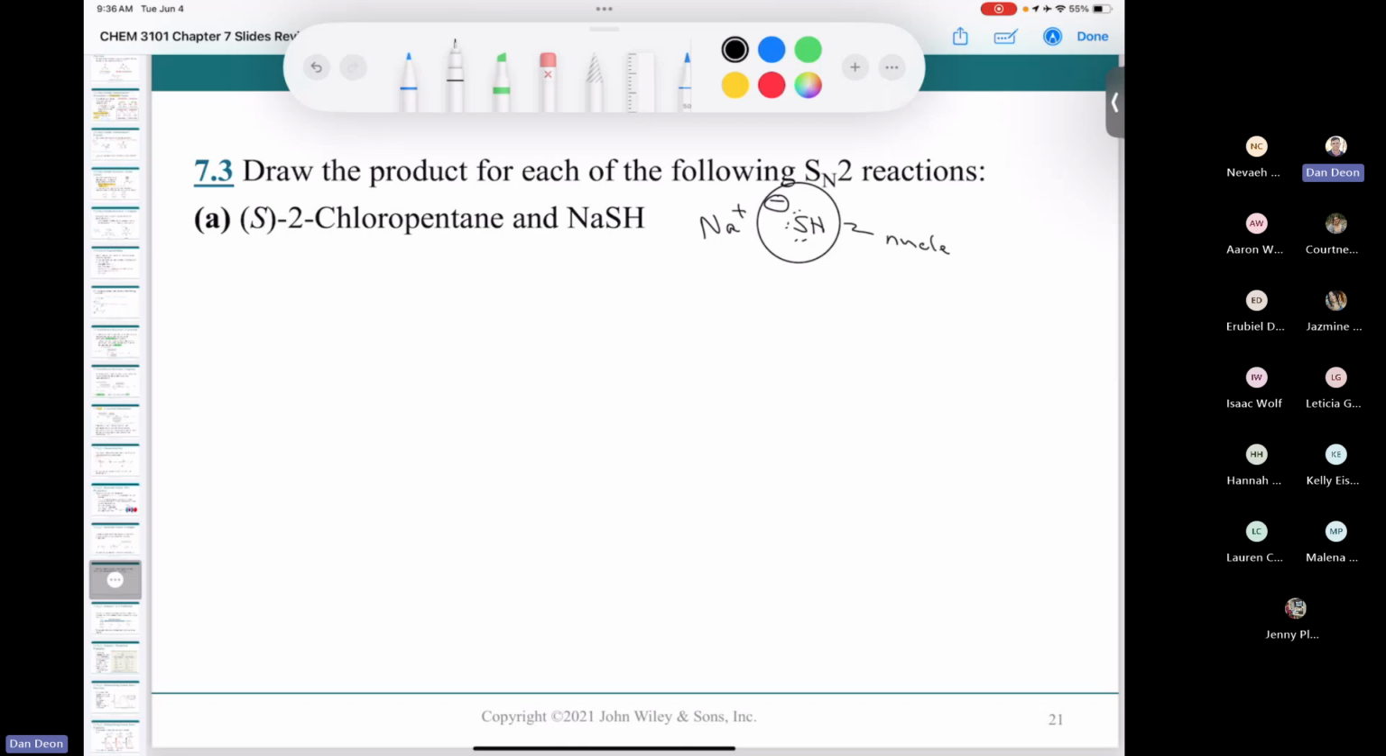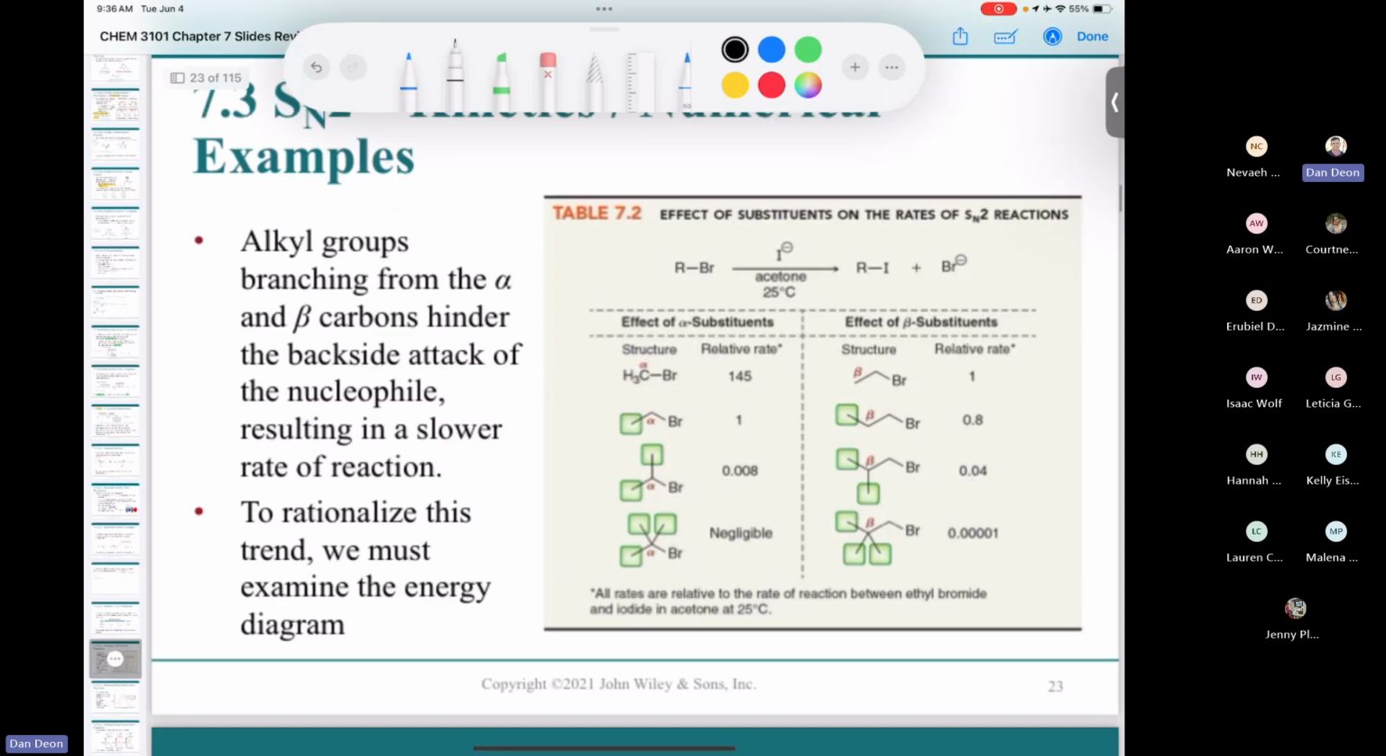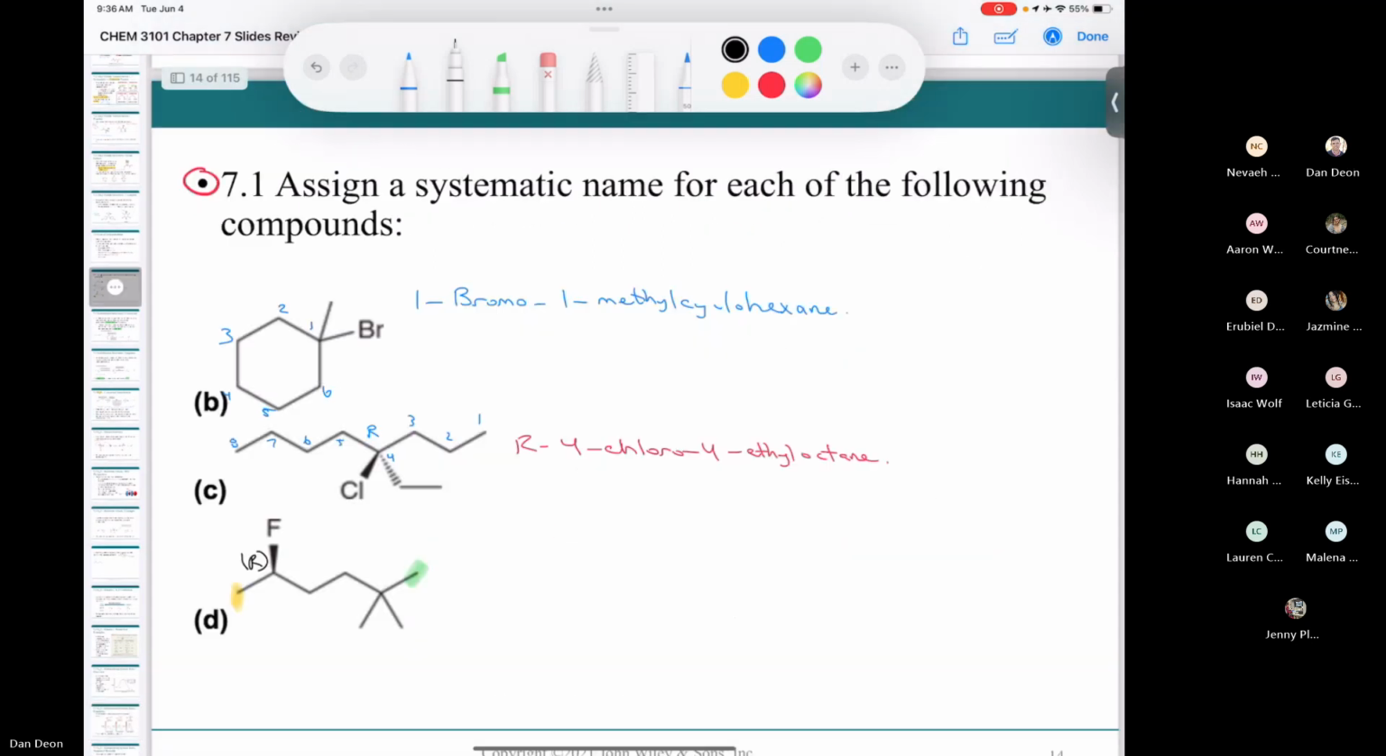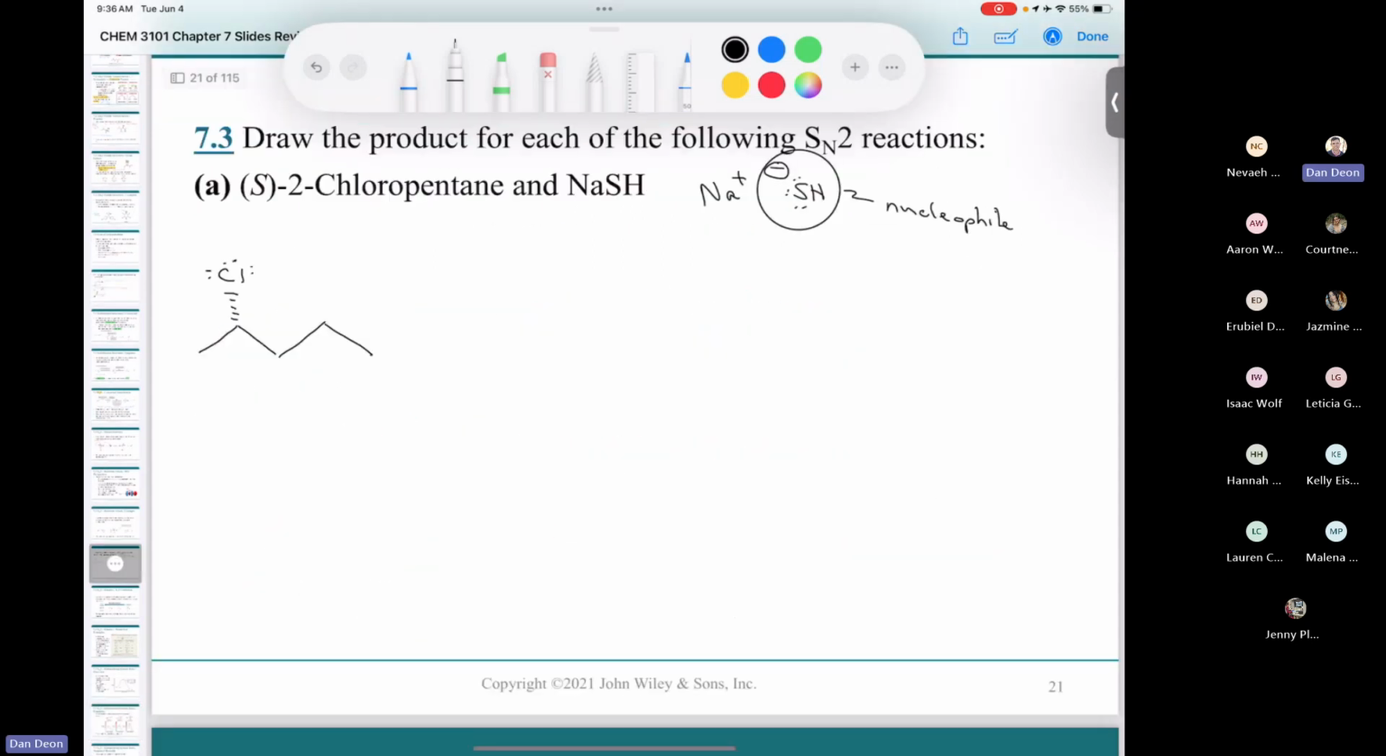How do we know that? It's got a negative charge. So of course it's seeking a nucleus. And then if we draw S-2-chloropentane, we'll draw it like this. So I always draw it with a dash first, and then I evaluate it. So 1, 2, 3. So yes, what I had drawn is the S compound. So this is the correct compound. And now I'm going to react it with the sulfhydryl ion.